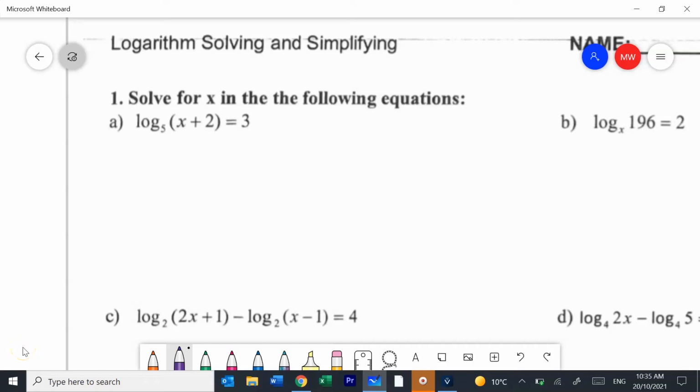So in this video we'll go through our logs solving and also the indices solving. We'll put some tags down in the links below.